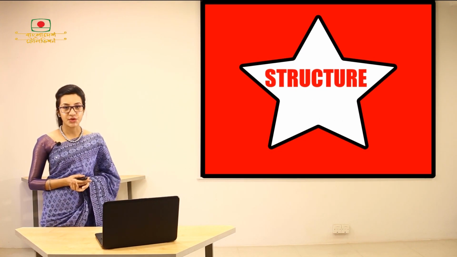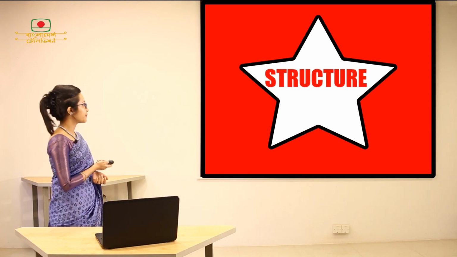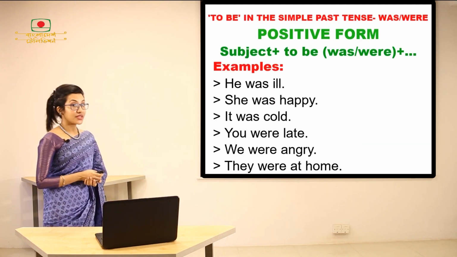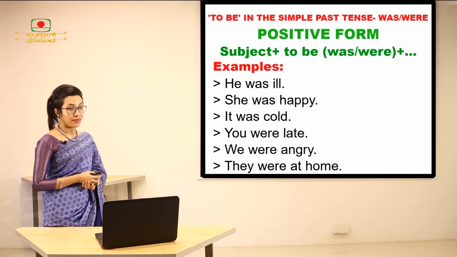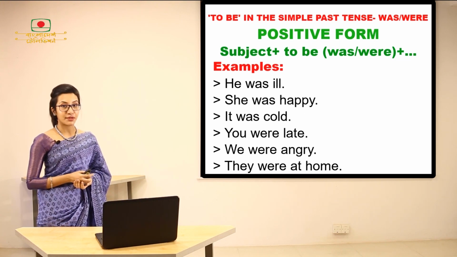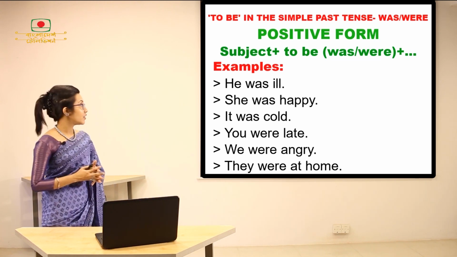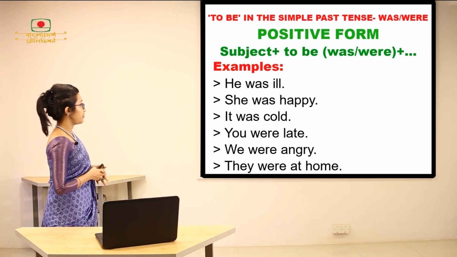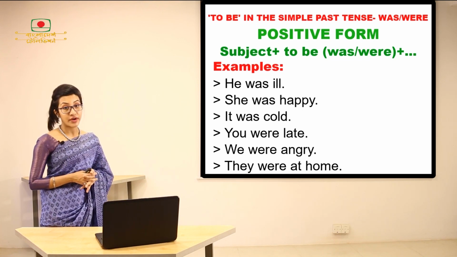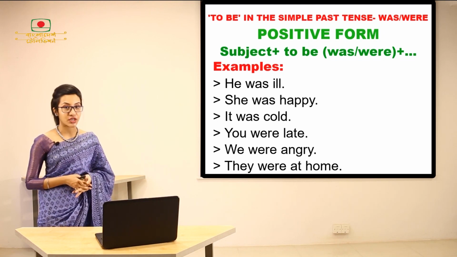Now let's look at the structure of past simple tense in affirmative, negative and interrogative sentences. As you can see, here we have shown the positive form, negative form and question form using simple past tense. In the first one, the positive form, in case of the to be verb, we have used the subject at first and then the to be verb, that means was or were depending on the subject, and then the rest of the sentence or the extension.